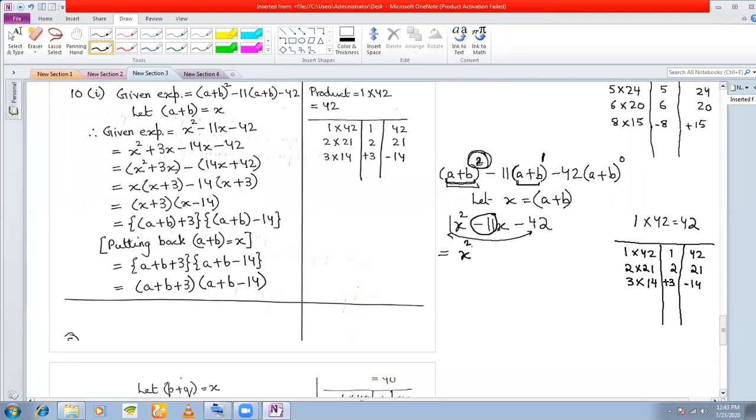So x square, I break up this minus 11 as minus 14x plus 3x minus 42. Now you group the terms, x square minus 14x plus 3x minus 42. I've kept a plus sign outside, so sign within the bracket does not change. Now I take the HCF of the first and the second term, x into x minus 14.